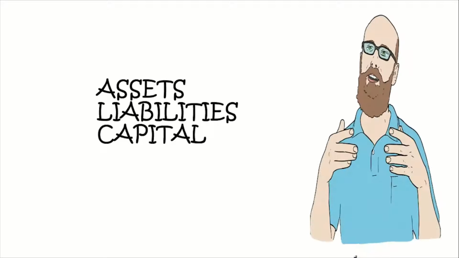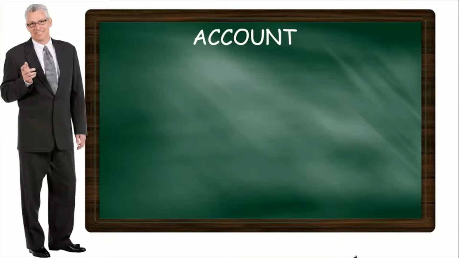A transaction causes changes in assets, liabilities, and capital. The double entry system records changes in these three. How? Well, when you record a transaction, you record it in what is called an account, sometimes known as a T account because it is in this form, like a T.